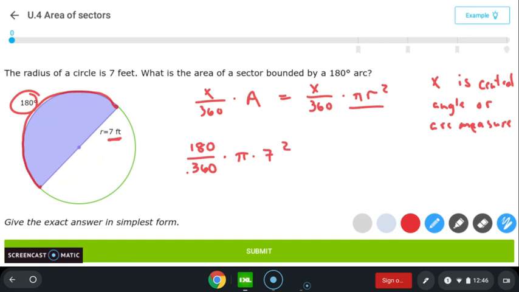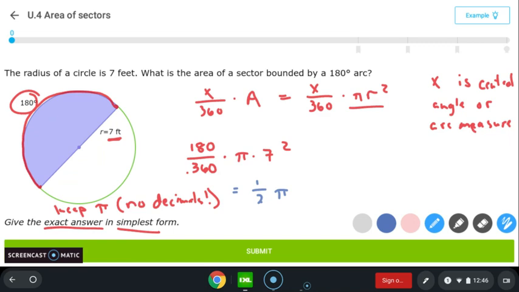And now we're ready to go ahead and calculate that. And we'll figure out the answer. Notice that it wants to give an exact answer in simplest form. So that means we need to keep the pi symbol and not use decimals. And so 180 over 360, if you type that into a scientific calculator, you'll see 180 over 360 is 1/2. So this equals 1/2.